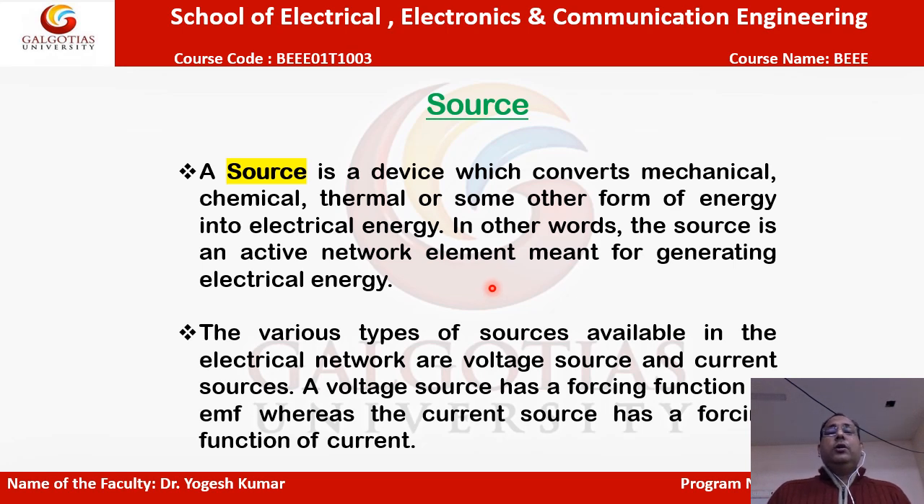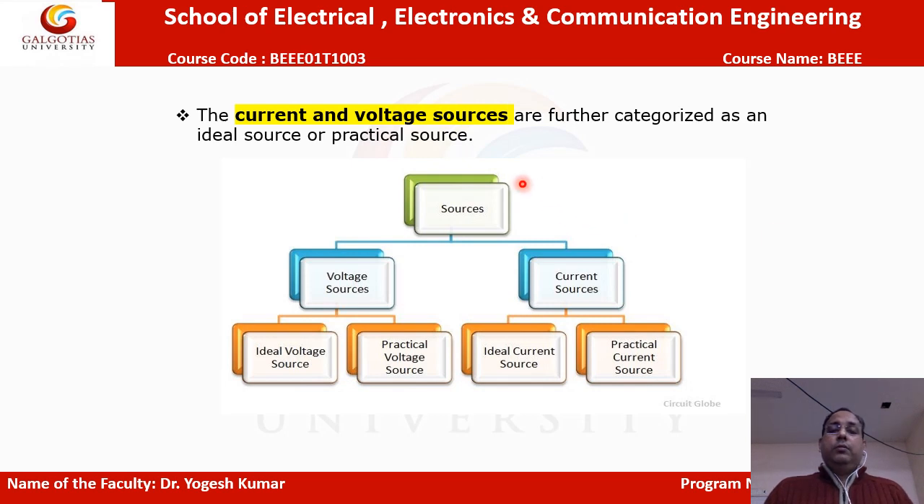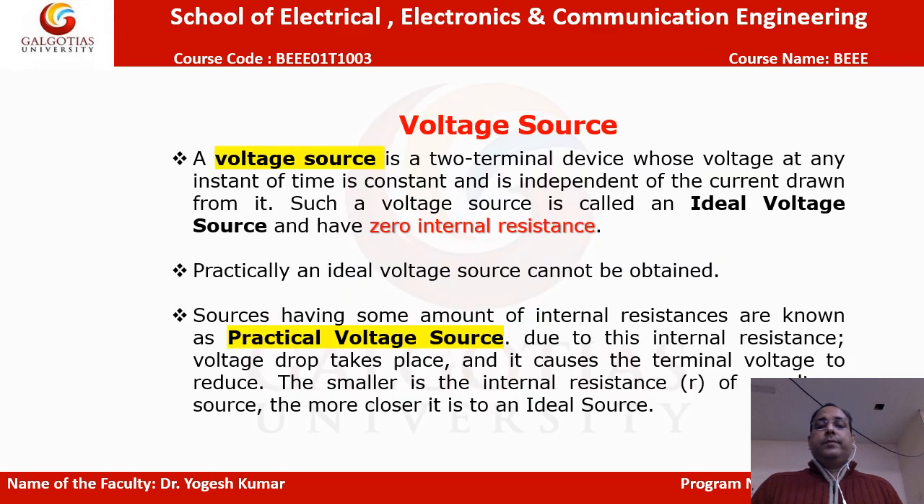So there are two types of sources. Generally we have heard about the voltage source and the current source. In terms of voltage sources, the forcing element is the voltage, and in terms of current sources, the forcing element is the current. Now let's look at the figure. First, the parent is the source. It can divide into two parts: one is the voltage source, another is the current source. Voltage source is again divided into two parts, ideal voltage source and practical voltage source. Current source is again divided into two parts, ideal current source and practical current source.